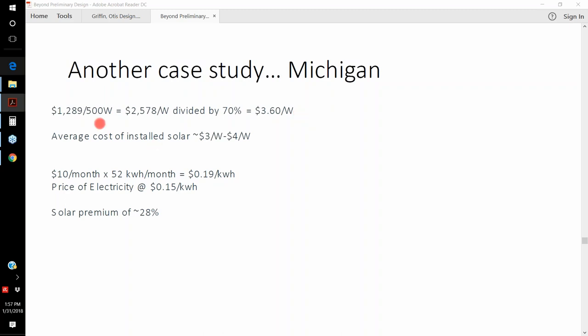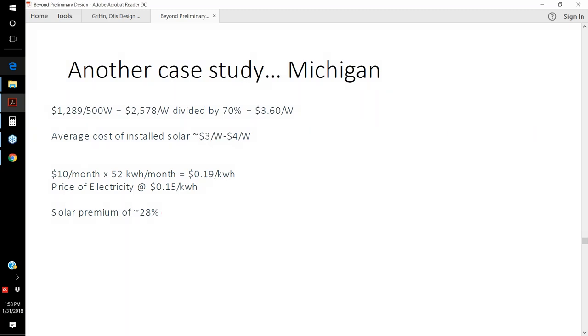Alternately, if you didn't go for the lump sum payment, but increase your electric bill by $10 a month for 25 years, a 500-watt panel is going to produce about 52 kilowatt hours a month. So $10 a month divided by 52 kilowatt hours turns out to be about 19 cents a kilowatt hour. In Michigan, the price of electricity is 15 cents. So if you go for the $10 a month, they're basically getting their customers to increase their electric rates by 28%.